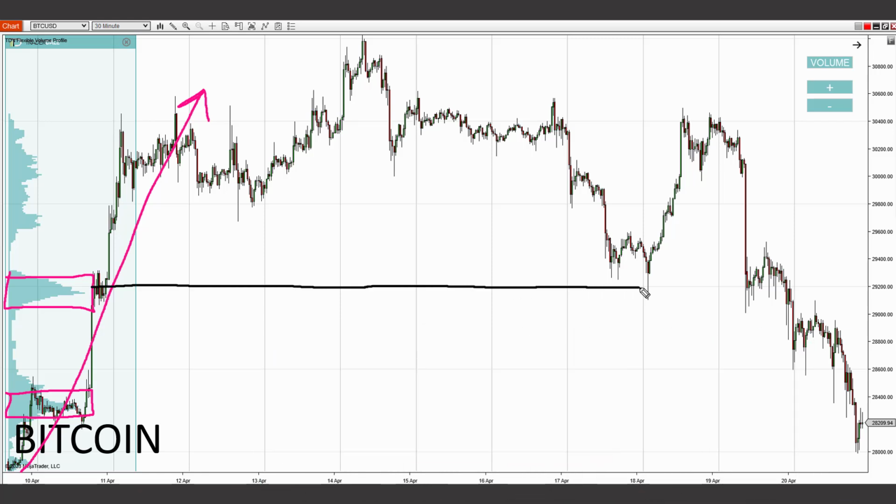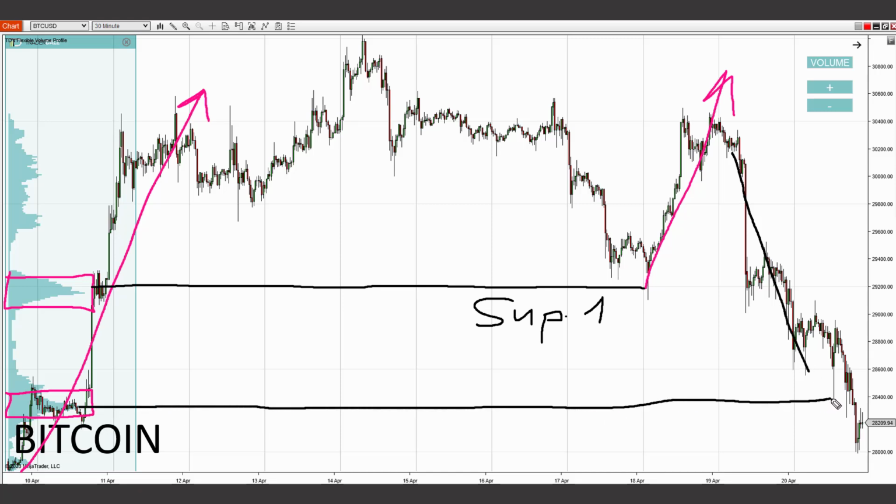So first support is in here. This is the reaction to it. Then when the price makes a pullback to the second support, which is in here, you can take a second long, and this is the reaction to it. Alright, so this is my preferred way how to use volume profile.